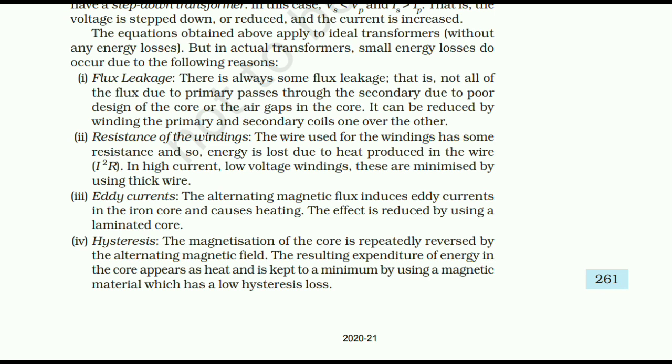Number 4, hysteresis. The magnetization of the core is repeatedly reversed by the alternating magnetic field. The resulting expenditure of energy in the core appears as heat and is kept to a minimum by using a magnetic material which has a low hysteresis loss.